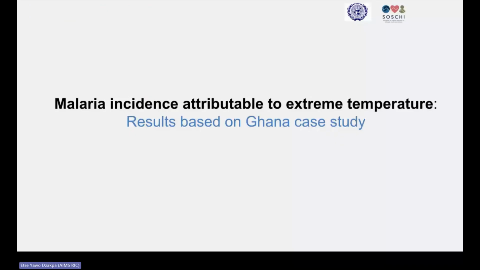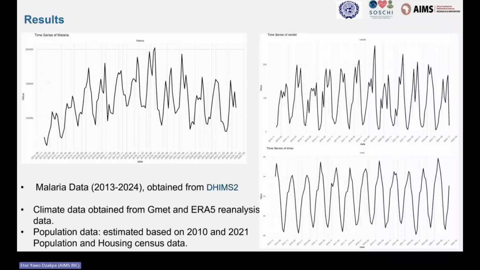So for the findings that we have here, based on the Ghana data, as a reminder, we obtained the malaria data from the Ghana Health Service. We used the GMET data and some reanalyzed data as well, and the population data came from the Ghana Statistical Service. All those data, we clean them and integrate them in one system, meaning that we have the climate data, the health data, and the population data all in one place. And then we use that database to produce the results.